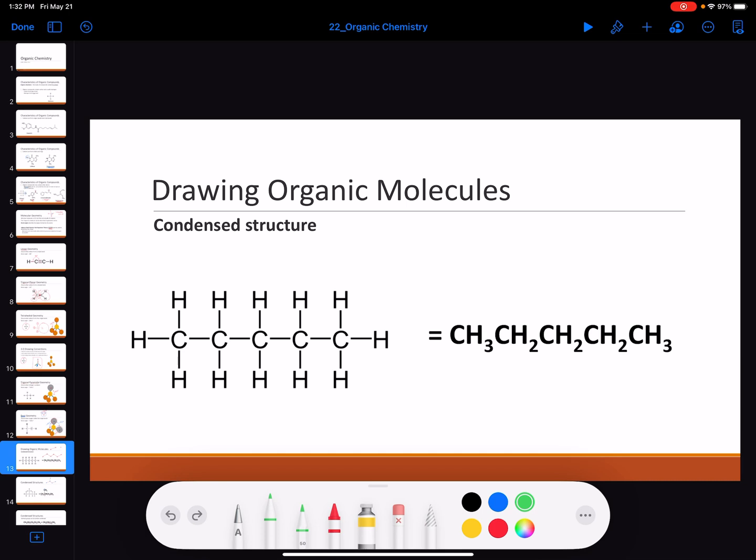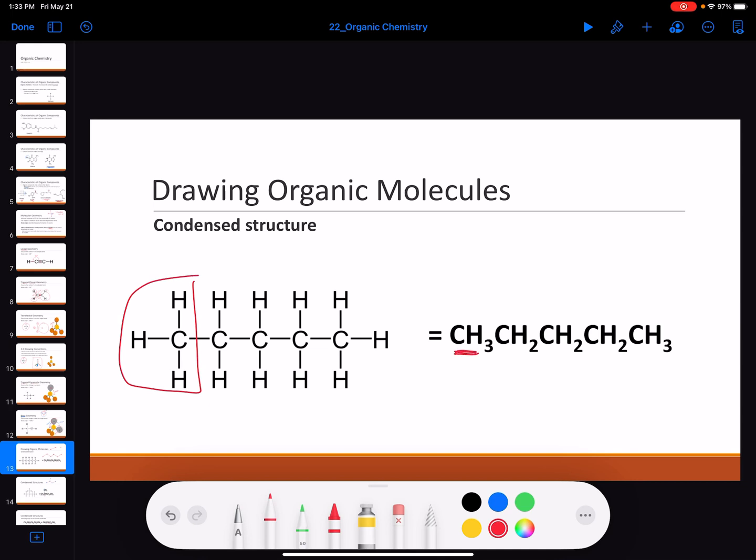Well, one new thing is that organic molecules get big, and so they're a pain to draw. So we can draw out the entire structure like that, but that's a bit of a pain. So instead, we can go ahead and draw a condensed structure. So a condensed structure, all we're doing is we're just kind of saying, okay, look, I've got a carbon attached to 3 hydrogens.